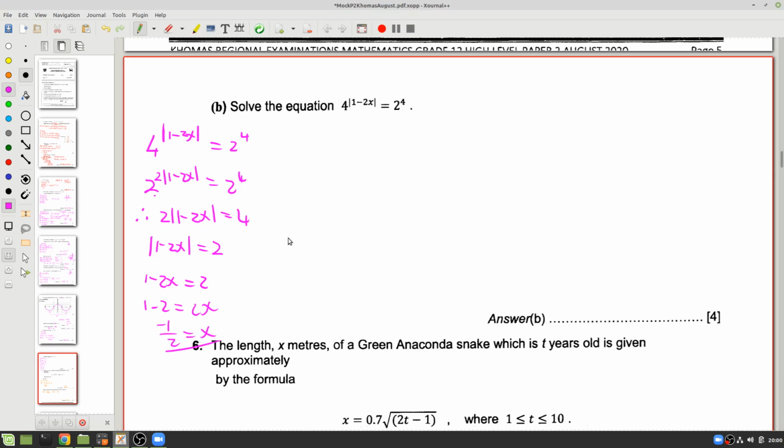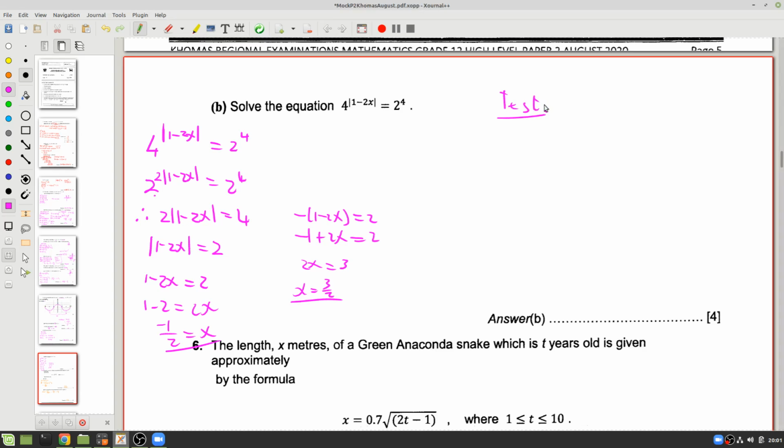Then we can also do the negative side. So negative of 1 minus 2x equals 2. So divide both sides. Oh, I'm going to multiply the negative in this time. So negative 1 plus 2x equals 2. I'm going to take the negative 1 over. So 2x equals 2 plus 1 is 3. So x equals 3 over 2. So those are both our options. x is negative a half or x is 3 over 2. Let's just test them to make sure.